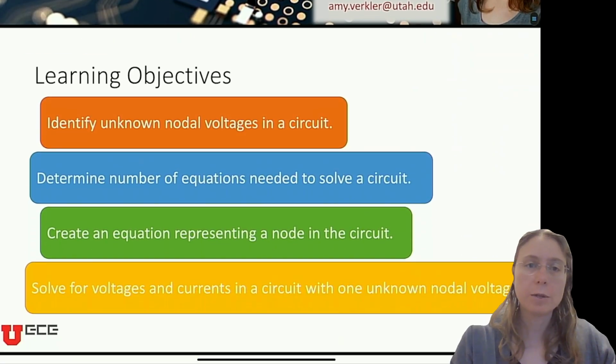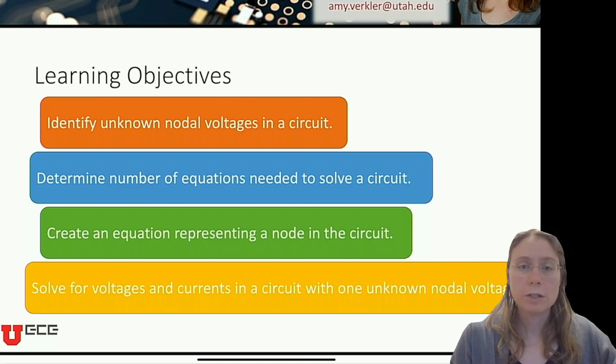Today we will be learning the node voltage method, also known as nodal analysis. First, we will learn how to label node variables in a circuit, and then use that to determine how many equations we need to solve the circuit. And then we'll learn how to write equations to represent each node in the circuit. And finally, we'll learn to solve that system of equations to solve for the nodal voltages. Today we'll only do ones with a single unknown nodal voltage, but we'll continue in other lectures to move on to more complicated circuits.